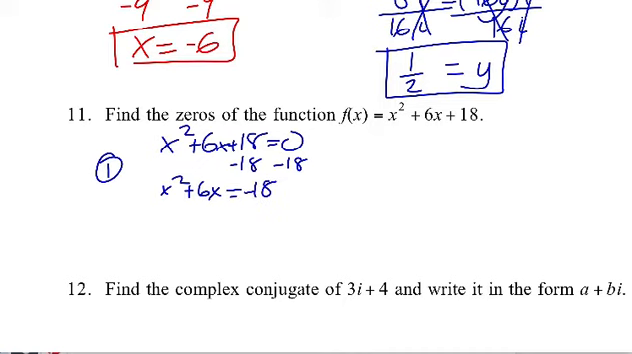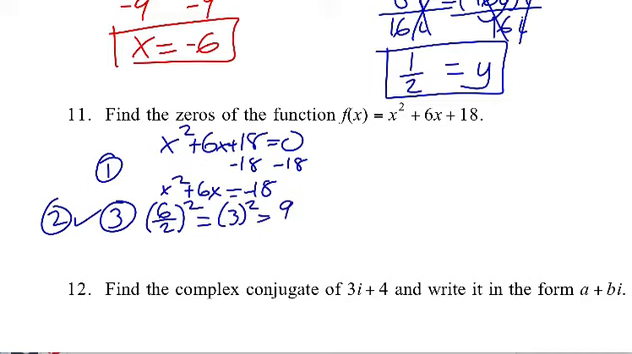Step 2 says divide by a if there is something other than 1 for a. Step 2 is done. A is 1. Step 3 says add b over 2 squared to both sides. In this case, b is 6 divided by 2, and square it. 6 divided by 2 is 3. Squared is 9. So we're going to add 9 to both sides. So I get x squared plus 6x plus 9 equals, add 9 to negative 18, giving us negative 9.